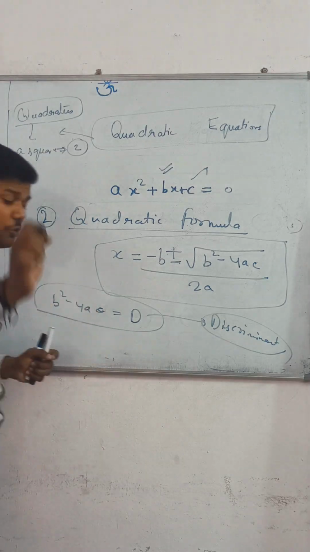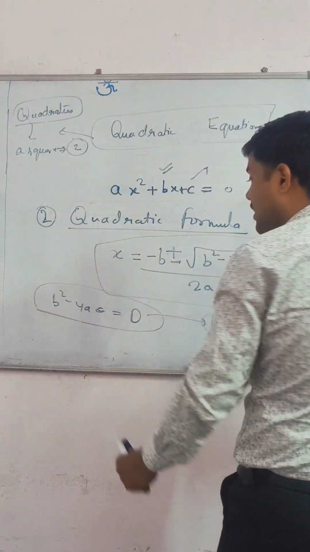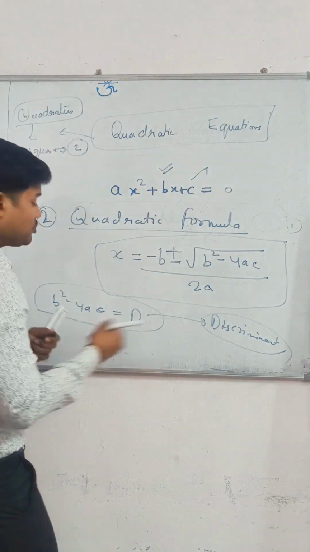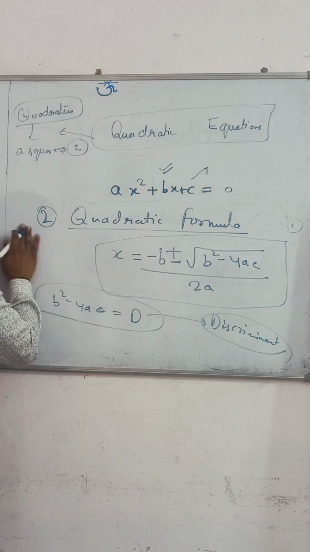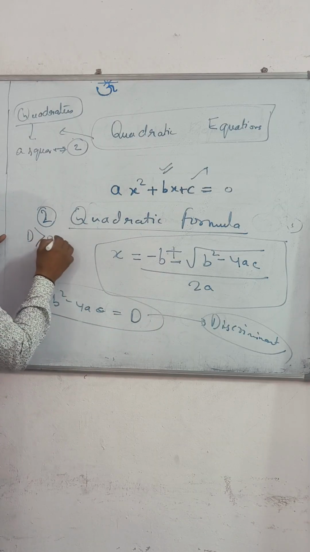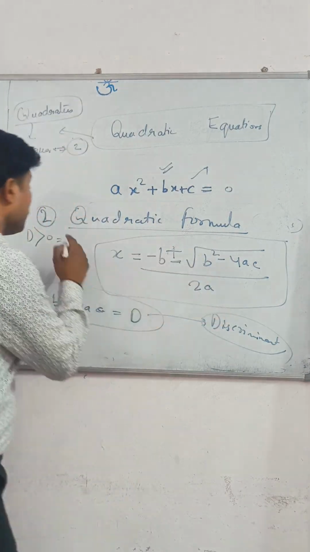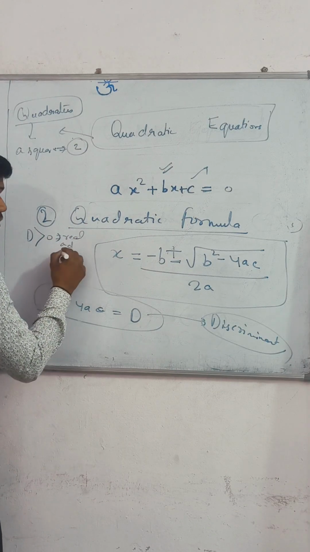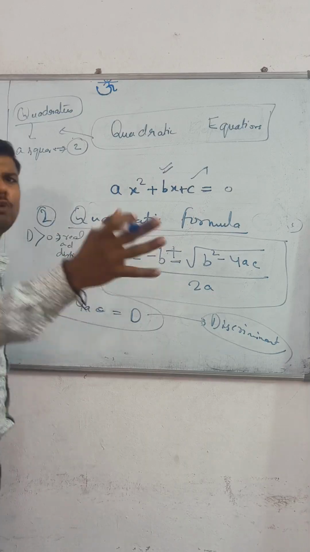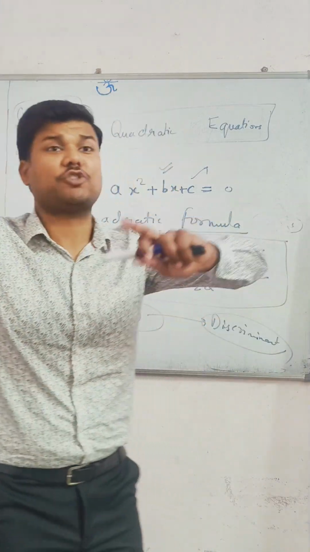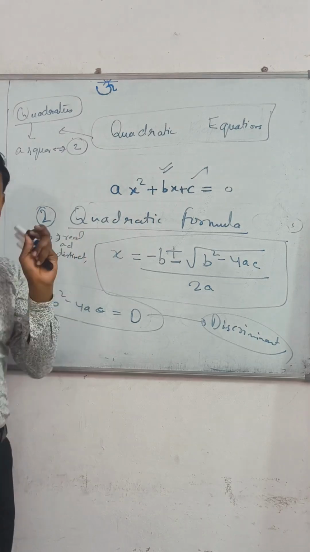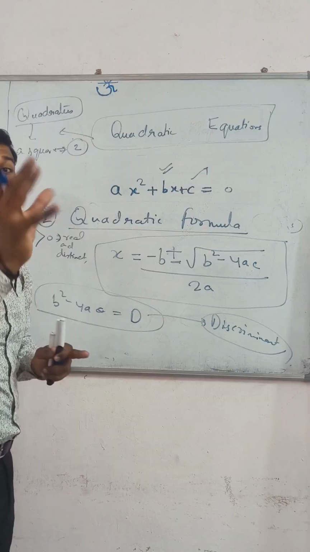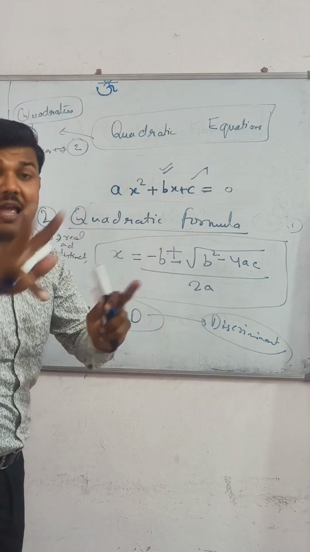With the help of b square minus 4ac, you can easily find out the nature of the quadratic equation. So what is the meaning of the nature of a quadratic equation? Suppose if D is greater than 0, then the roots will always be real and distinct, that is, different roots. You will get two numbers, and both will be real and both will be distinct.